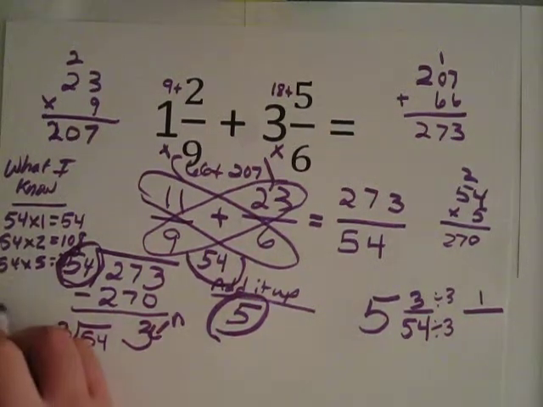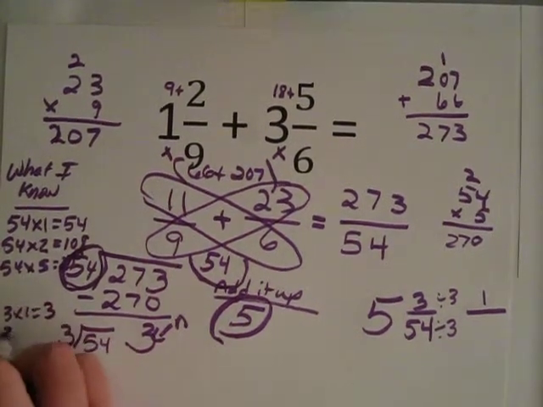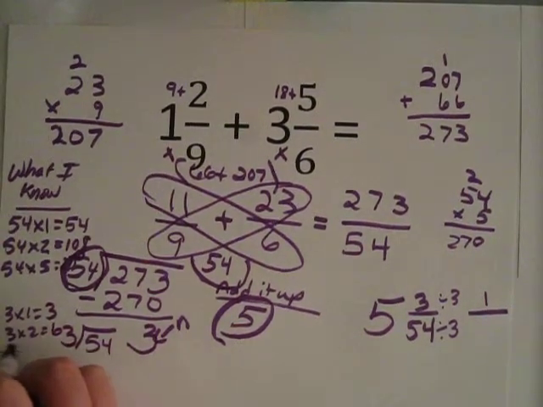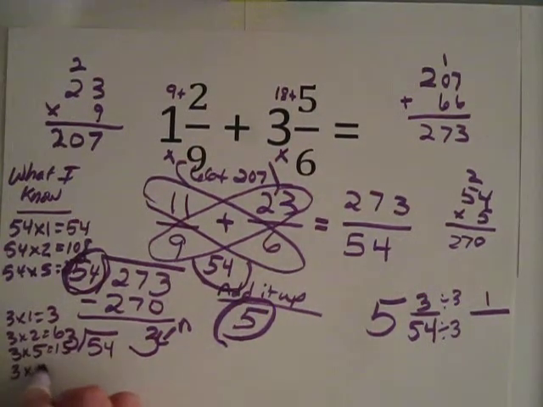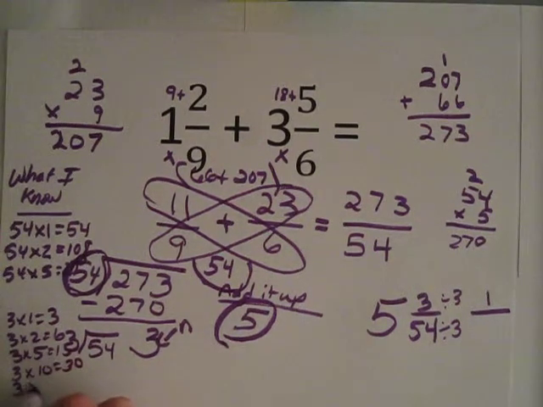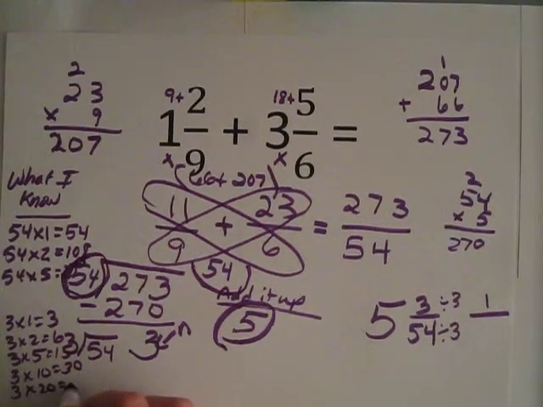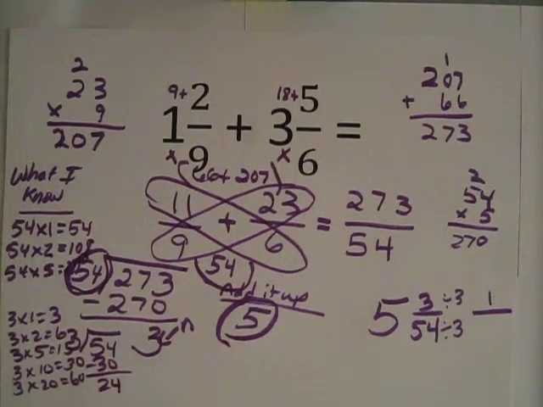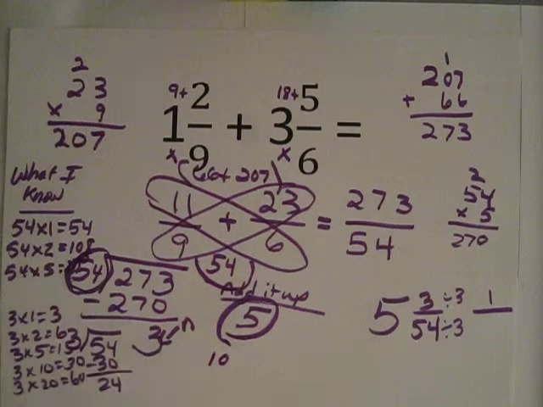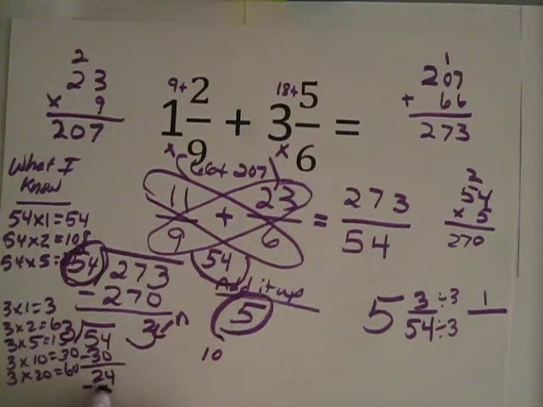What we know: 3 times 1 is 3. 3 times 2 is 6. 3 times 5 is 15. 3 times 10 is 30. 3 times 20 is 60. So that's too high now. So we're going to subtract out 30. We'll get 24. Okay. So 30 was 10 times. Under added up, I'm going to put a 10. Okay. Then I'm going to subtract out 15, because that's my next closest without going over.